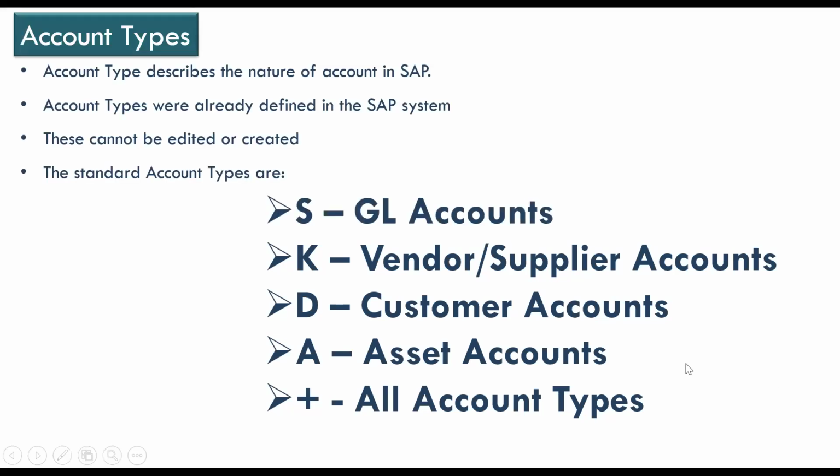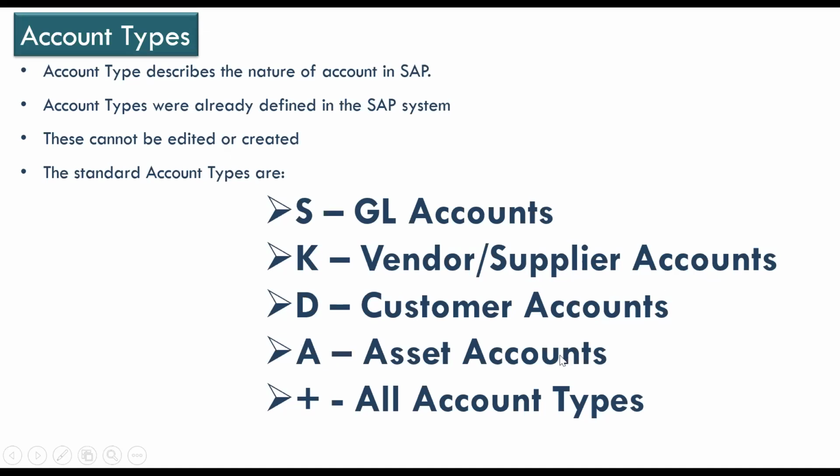Account type. So basically, account type describes the nature of the account. Account types are already defined in the SAP system. These cannot be edited or created. So standard account type, S is standard for GL account posting. K is for vendor or supplier account posting. D is for customer account posting.